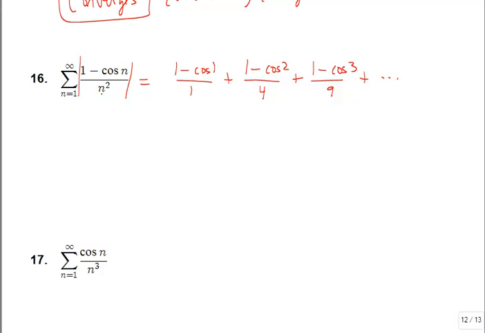The denominator is already positive automatically because of that n squared. So let's consider the size in absolute value of this numerator 1 minus cosine n. You know that the smallest that cosine can get is going to be a negative 1 without that absolute value in there. So if cosine was negative 1, then this would become 1 minus a negative 1, which is 2. So the biggest this is going to get is 2.